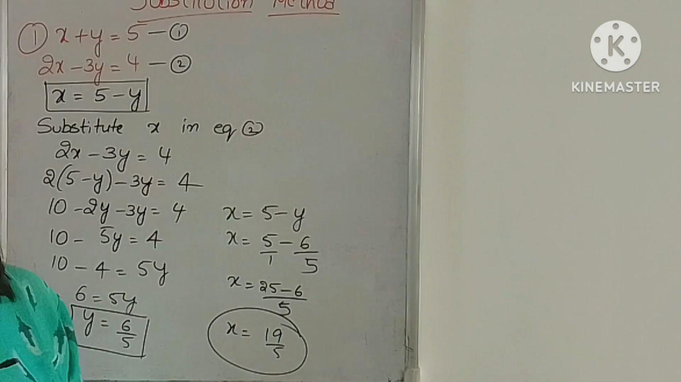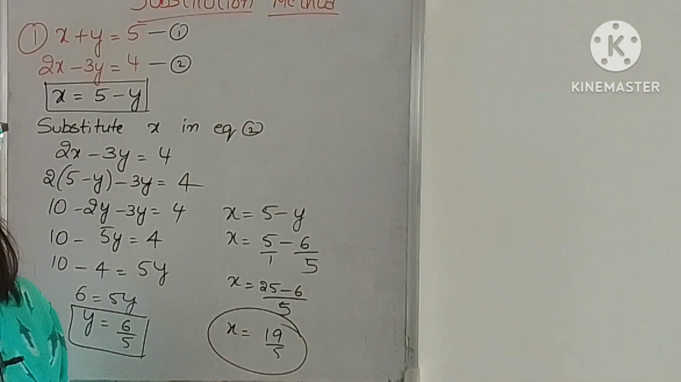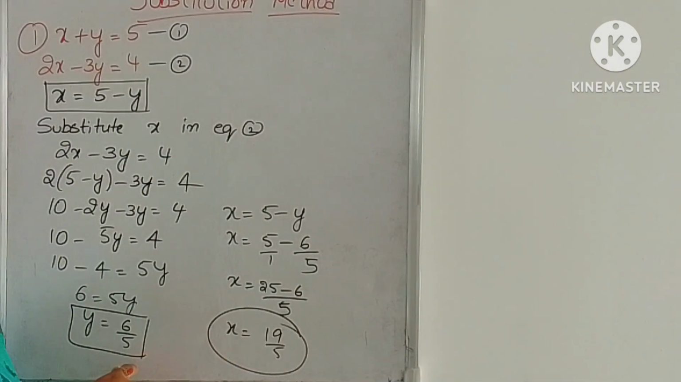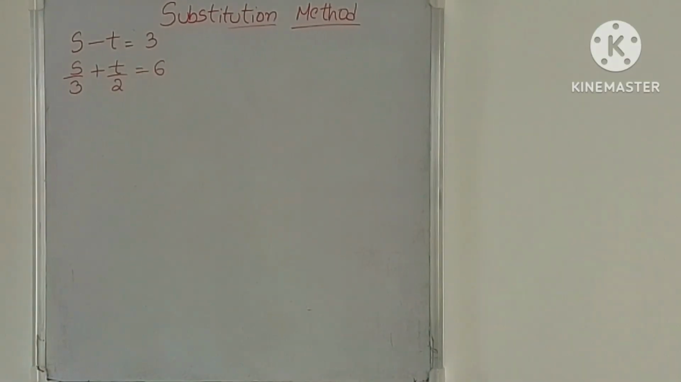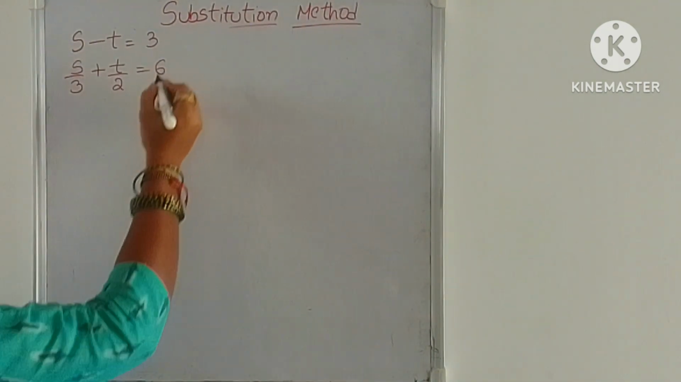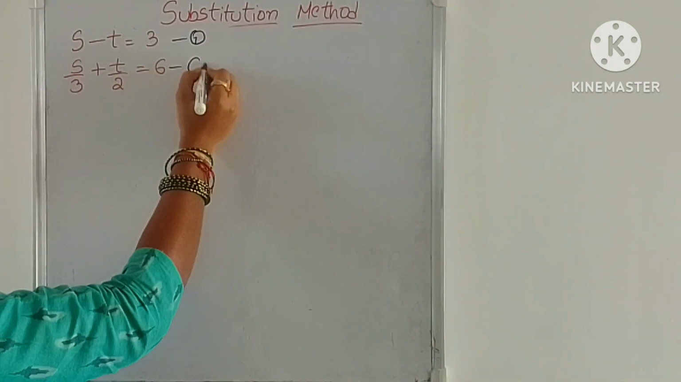Last class I checked whether the x value and the y value we got are correct or not. How to check? We have to substitute this x value and the y value in any equation. Now the next question is s minus t equals 3, s by 3 plus t by 2 is equal to 6. So this is equation 1 and this is equation 2.